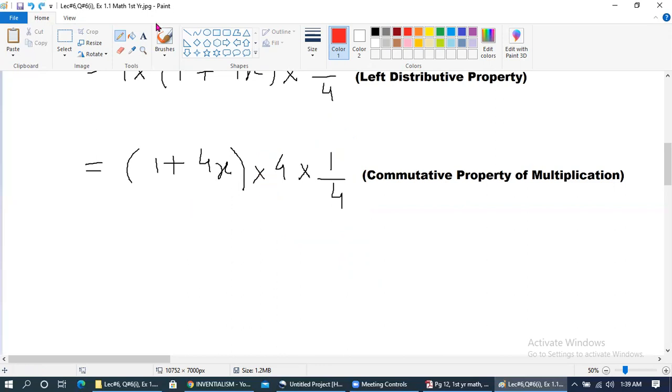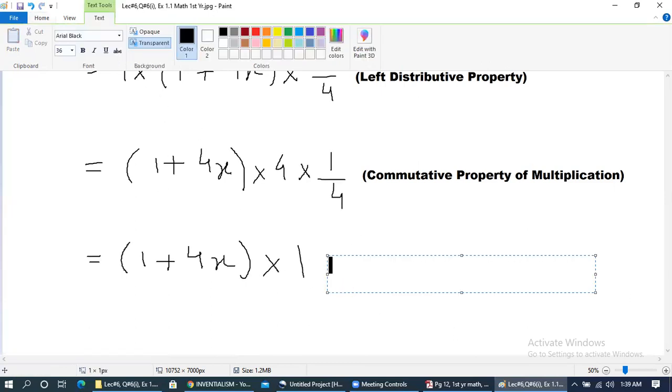Therefore, what we can do here is this is 1 plus 4x, as usual, while 4 multiplied to 1 by 4 can be written as 1 because these are multiplicative inverses of each other. Therefore, in the place of 4 cross 1 by 4, we can write only 1. So which property have we used here? We have used the property of the multiplicative inverse. Whenever we are cancelling in multiplication, this will be the multiplicative inverse.